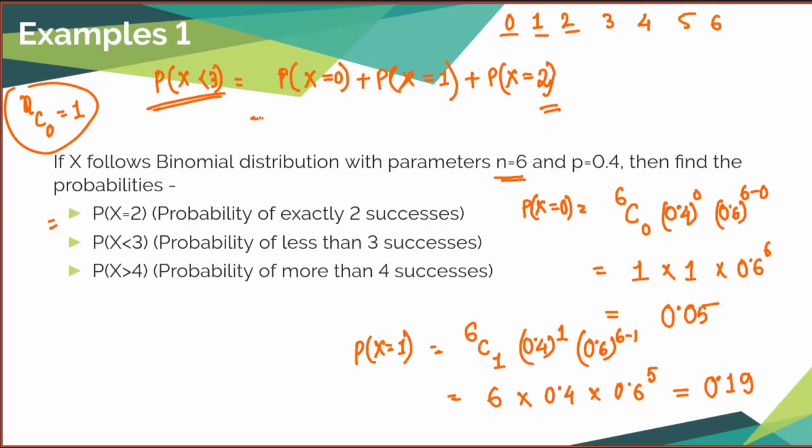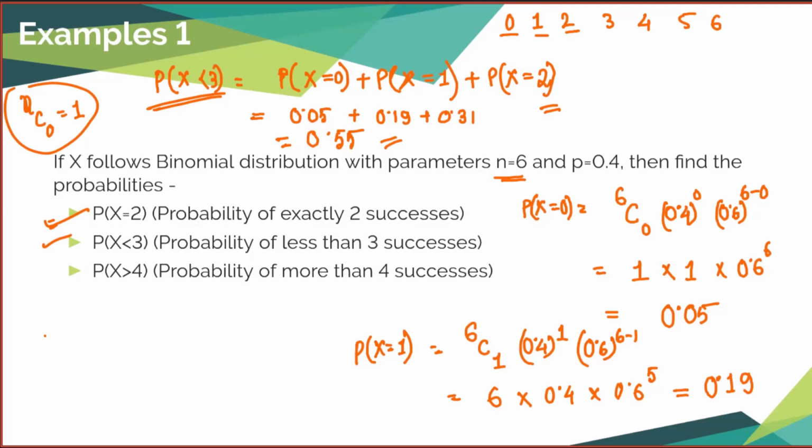So this is equal to 0.05 plus 0.19 plus 0.31. Okay, so 31 and 19 will lead to 50 plus 1, so 0.55 is the required probability, right? So we have done first and second.